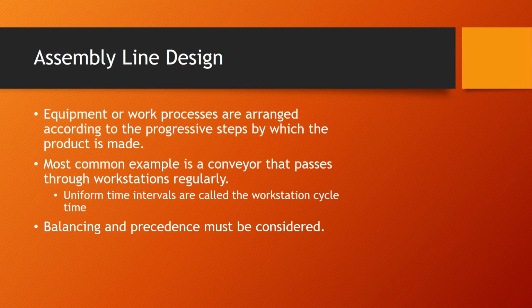For assembly line design, equipment or work processes are arranged according to the progressive steps by which the product is made. The most common example is a conveyor that passes through workstations regularly. These uniform time intervals are called the workstation cycle time. Balancing and precedence must be considered. Almost any product that has multiple parts and is produced in large volume uses assembly lines to some degree. This includes toys, appliances, autos, planes, guns, garden equipment, clothing, and all kinds of electronics.